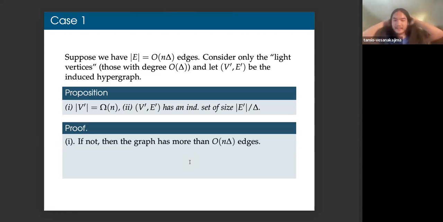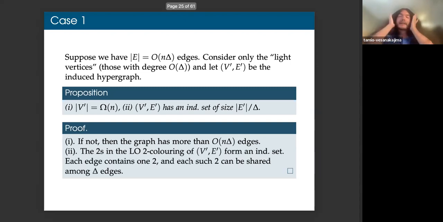The first fact is not difficult to see. Basically, if the light hypergraph is too small, then there are many heavy vertices, so vertices with degree asymptotically bigger than delta, which means that our graph can't have O of n delta edges. Basically, there are too many.